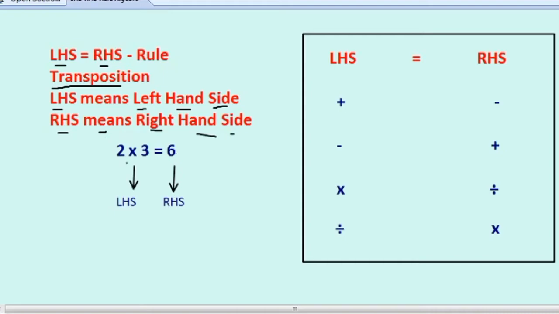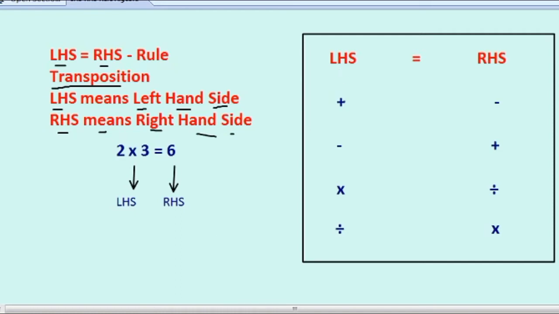Sometimes some values will be missing and we have to find the missing values. At that time, we use this method of transferring the numbers from one position to another to find the correct value of the missing number. Suppose in this example it was written 2 into x equals to 6. How do we find x? We find it by this method. Let's see what happens here.